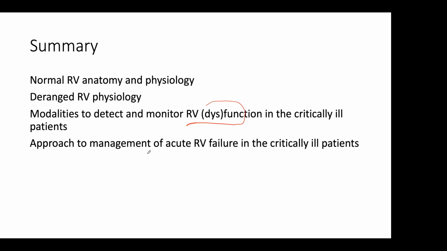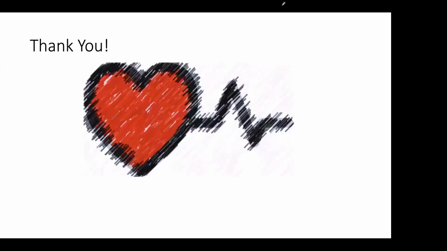And again, I like to keep it simple. When you have an RV failure, take a look at the tank, the pump, and the pipes, right? Is it a problem with the preload? Is it a problem with afterload? Or is it the problem with the pump or the heart itself? Or you have all three problems. So again, RV, super different than LV. And if you keep it simple, I think you'll be able to take care of your sickest of the sick patients with RV failure. And I think that's all I got for you.